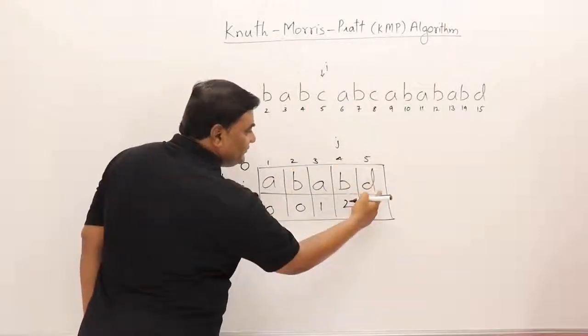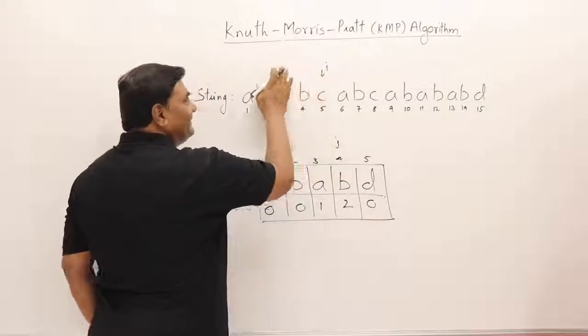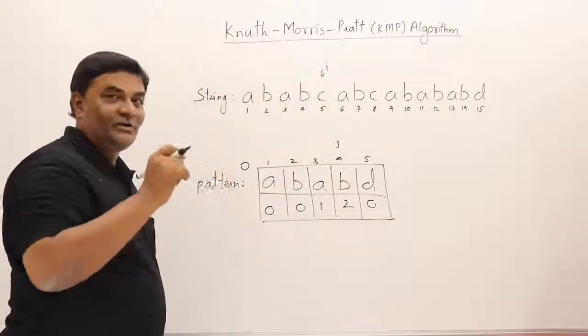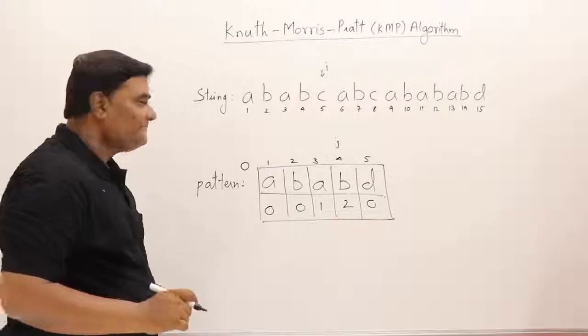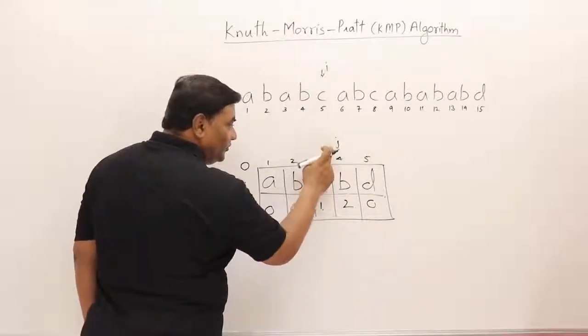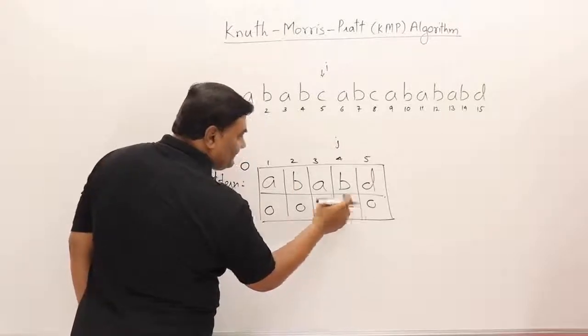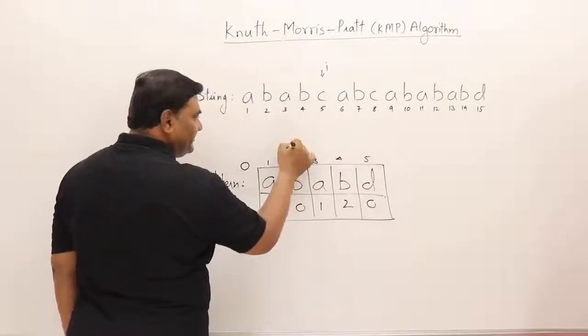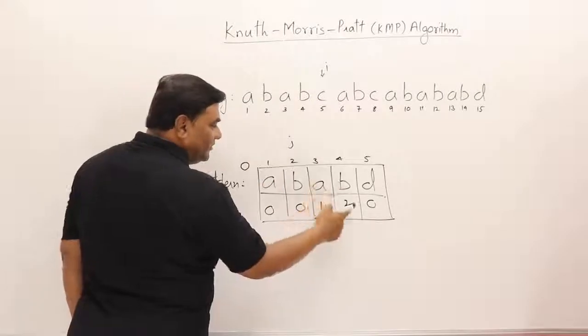Now J plus 1 is not matching with I. So now there is a mismatch. What to do? Observe it carefully. When there is a mismatch with J plus 1 and I, then move J to this index 2. Bring J here. Move it here.